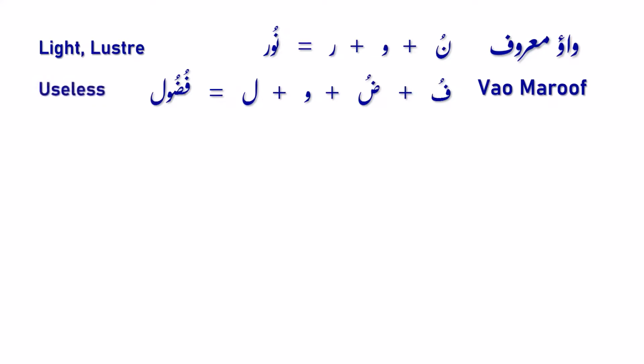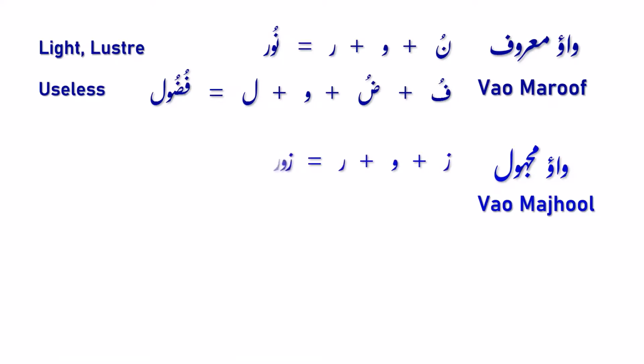The second type is Vav Majhul. Here the sound of Vav does not get stretched and Vav has an O sound. For example, Ze, Vav, Re, Zor, force. Re Pesh, Vav, Ghain, Noon, Rohan, oil.